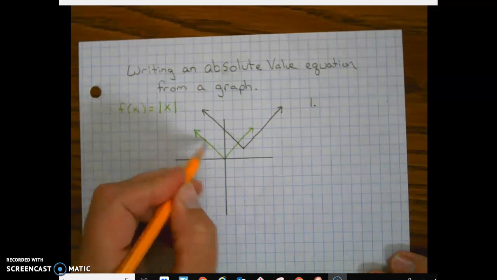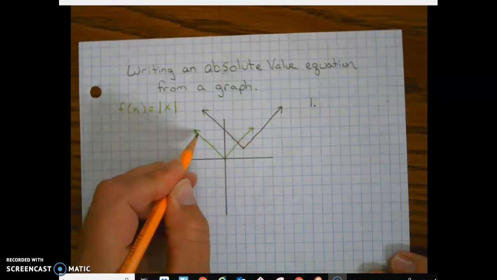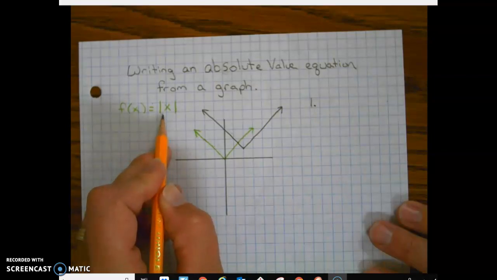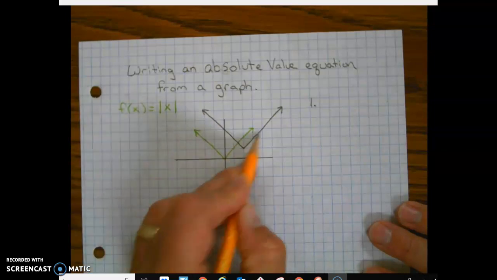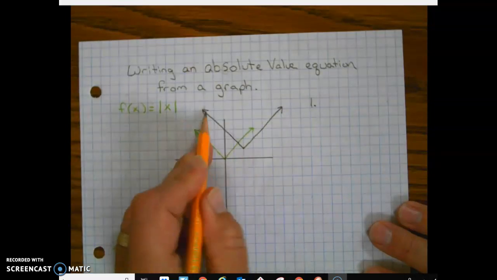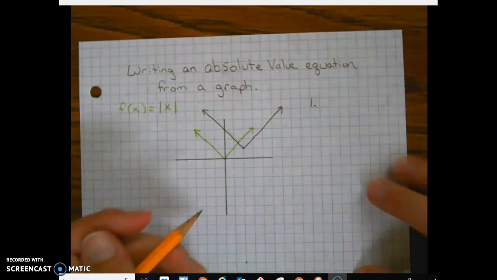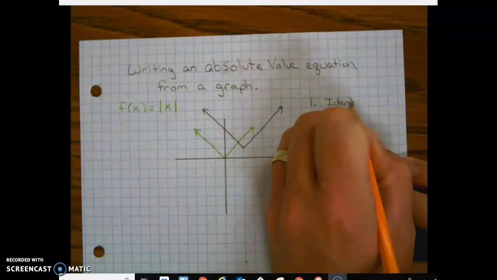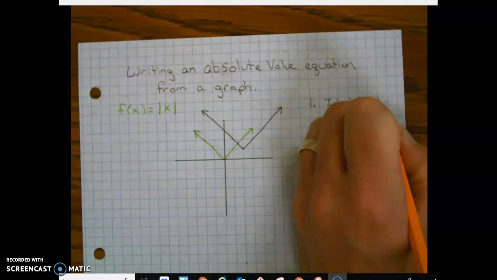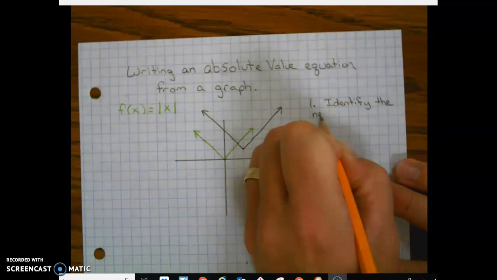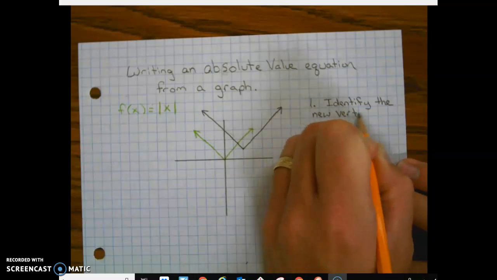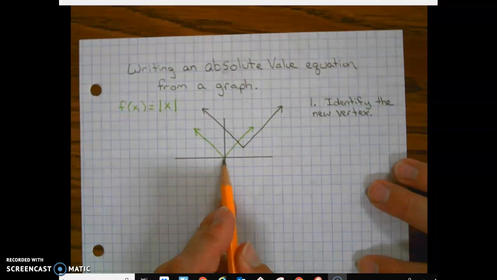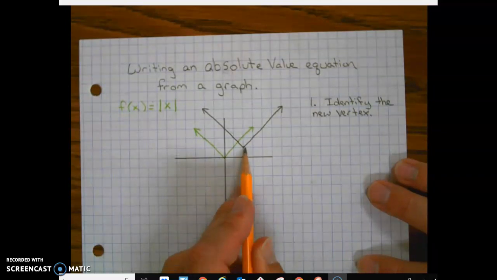Okay, so in green I have shown you the parent function, f of x equals the absolute value of x. So what we're going to do is write the equation for the transformed function. The first thing you want to do is identify the new vertex. So the original vertex was at 0, 0 for the parent, and the new vertex is now at 2, 1.